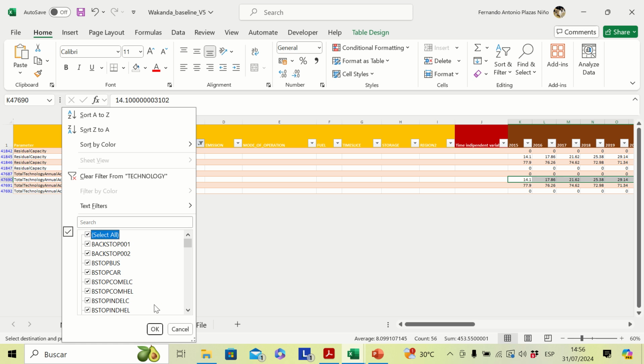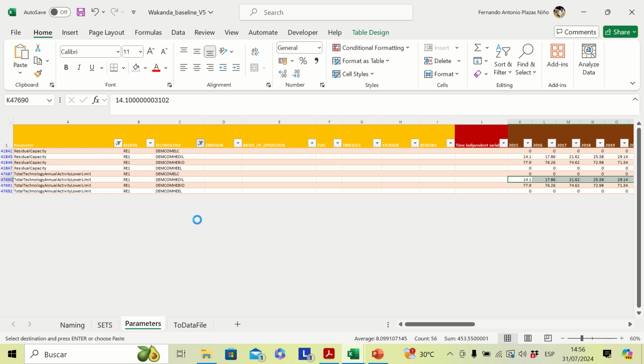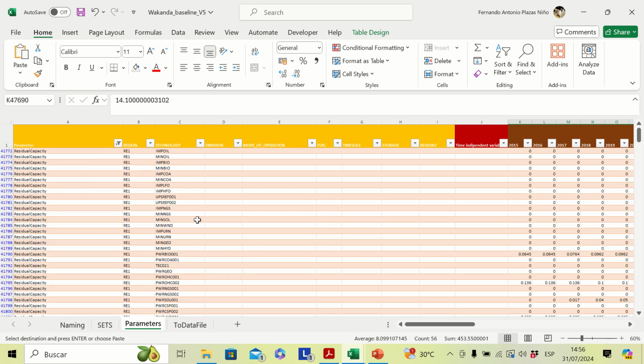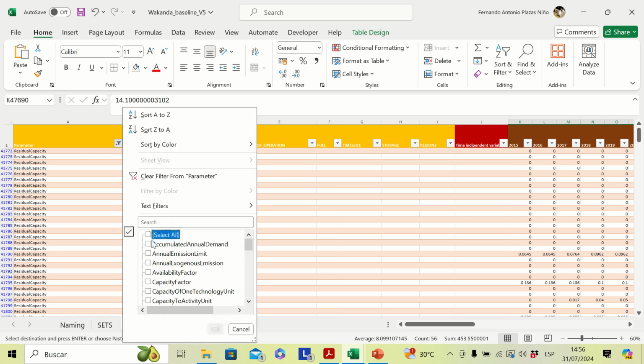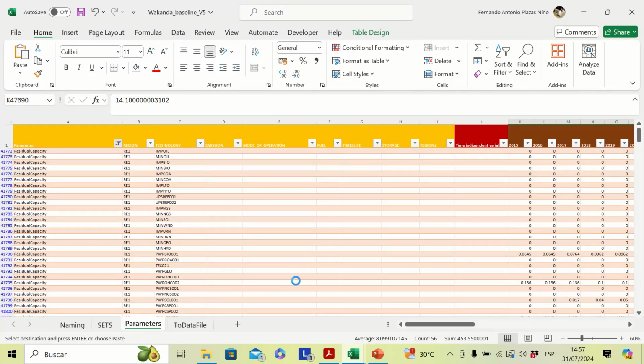Now let's do the accumulated annual demand. So in this case, we remove the filter for the technology, and then we look for the accumulated annual demand parameter. We select it.